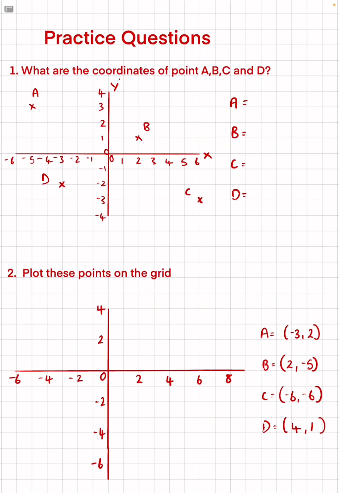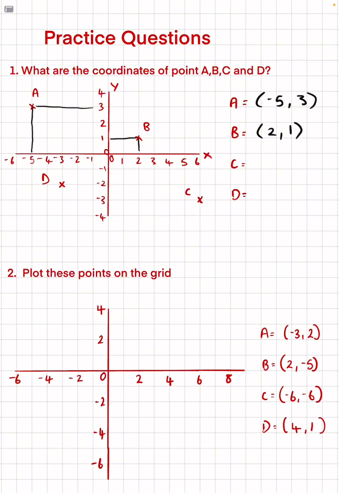The first question says, what are the coordinates of point A, B, C, and D? We've got point A here. If we draw a vertical line to the x-axis, we've got an x-coordinate of -5. And if we draw a horizontal line to the y-axis, we've got a y-coordinate of 3. Point B, if we draw a vertical line to the x-axis, we've got an x-coordinate of 2. And if we draw a horizontal line to the y-axis, we've got a y-coordinate of 1.